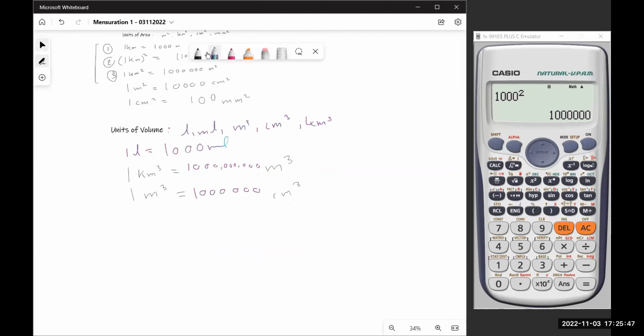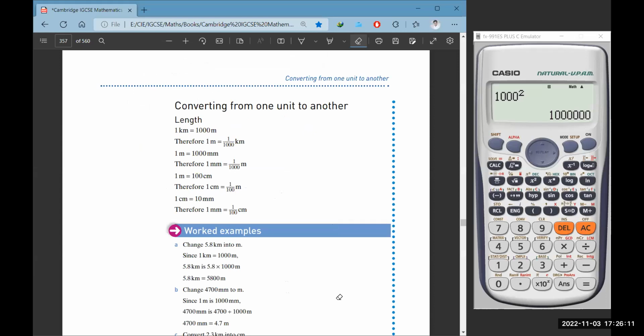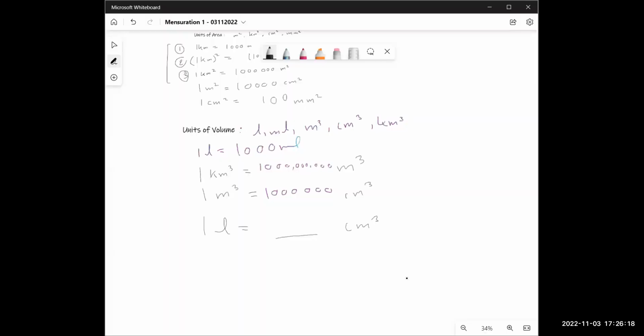The next thing is, what about, let's say, 1 liter in cm cube? How will you do it? Say it to me, or give the answer in the chat. 1 liter in cm cube. I need the answer in the chat as well.